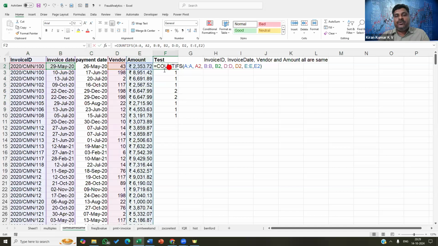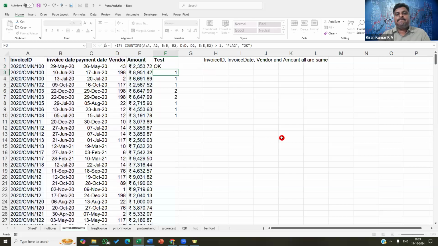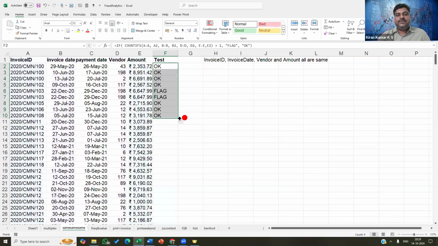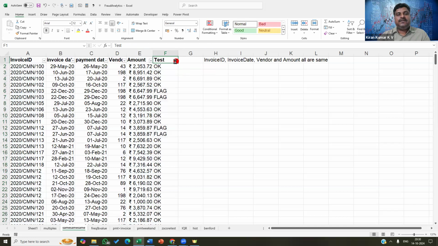So all I have to do is put this in an IF condition so that the flag happens. If this number is more than 1, flag this. Otherwise, click OK. Okay, that's it. So we have identified the transactions with the invoice ID, payment date, vendor amount being the same. And by the way, this test is called the same test. It's a very famous test, by the way. Okay, same test.